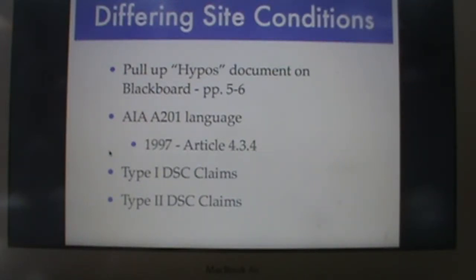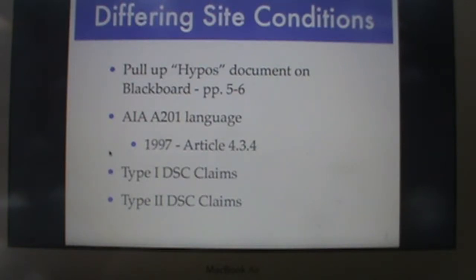Next topic, differing site conditions. There's one case to talk about here, which is the Renda Marine case. Also, if you pull up the Hypotheticals tab on Blackboard, open that Hypos document, some of this material that I'm referring to here is laid out for you on pages 5 to 6 of Hypos.